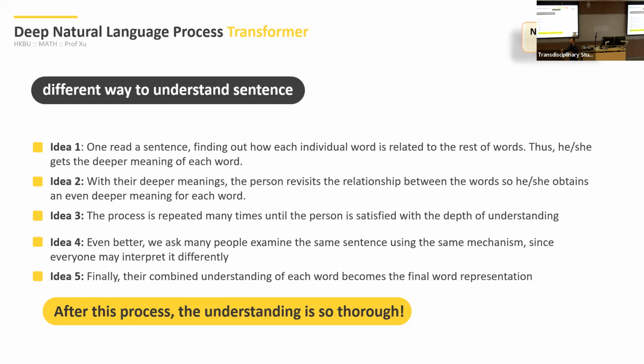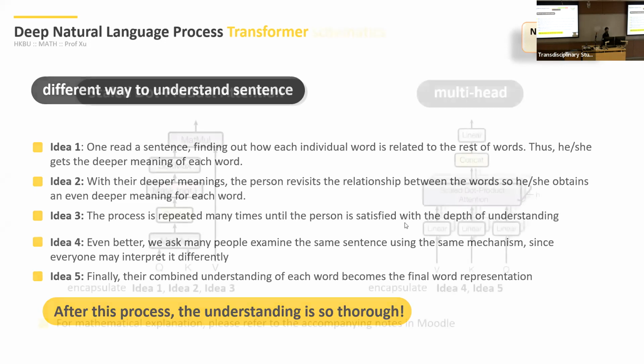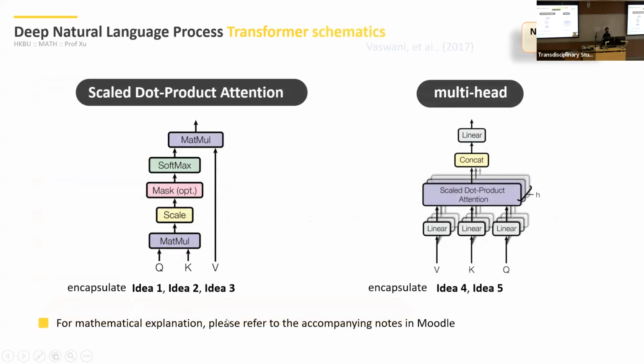Hopefully that makes sense, because that's exactly what Transformer tries to do. So here's a diagram I want to show you. The first 3 ideas are encapsulated in here. Mathematically, what it does is the softmax function of Q and K transpose, then times V. And for why that's the case, please check out my accompanying notes on Moodle, which has all the mathematical explanation on why this actually encapsulates the first 3 ideas.